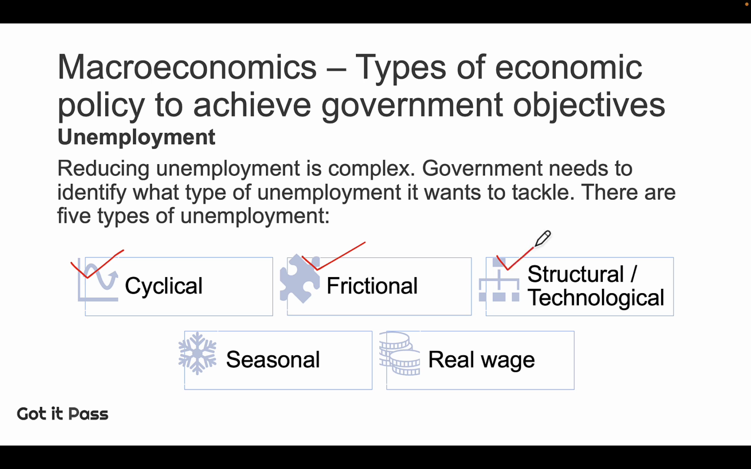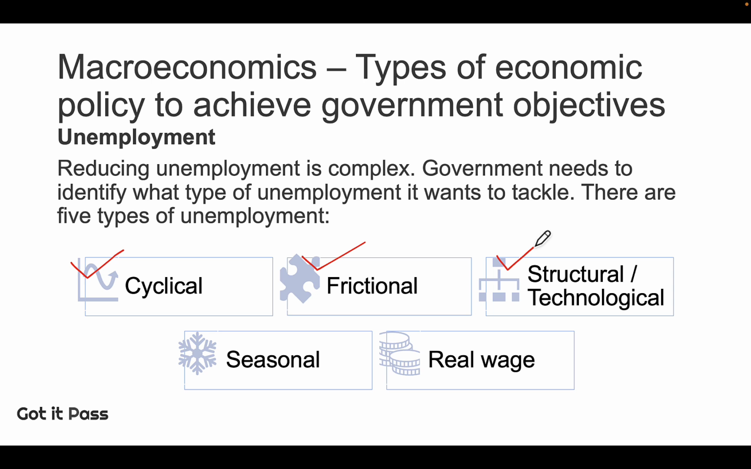And the third one is structural or technological unemployment. It occurs when there is a structural change in the economy, leading to a change in the skills required and the location where economic activity takes place. So it is not a short-term change of unemployment. When this unemployment is observed, there are some structural problems.